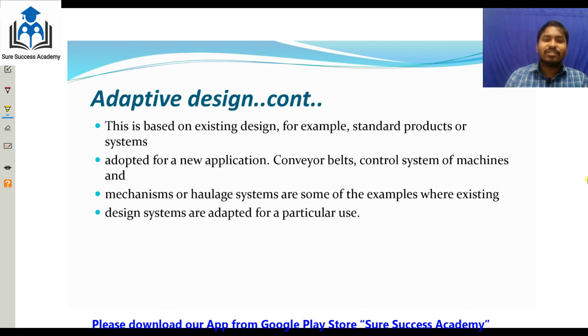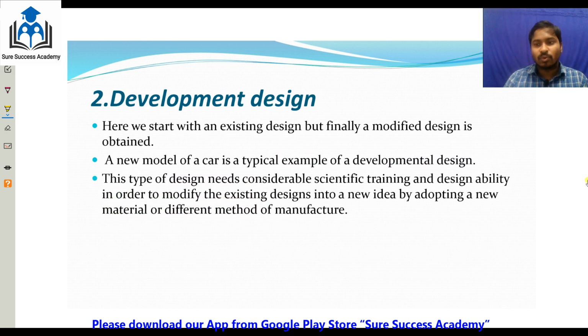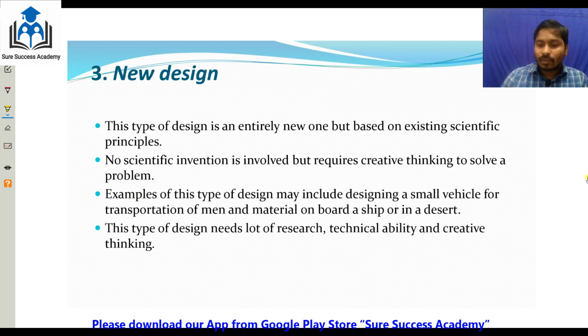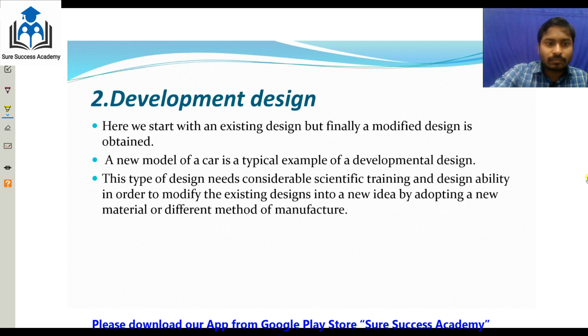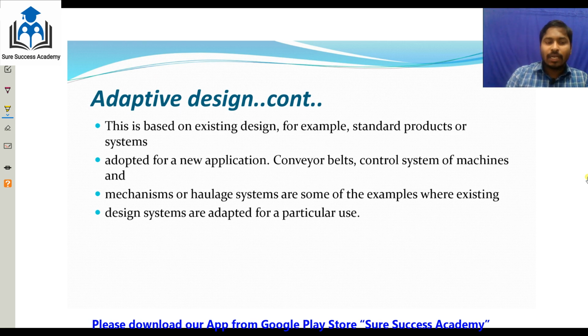This is based on existing designs. Some examples are the standard product of the system for a new application, the conveyor belt, the control system of a machine, and the mechanisms of some existing design adapted to particular uses only, such as the belt design for conveyors. Adaptive design is based on existing designs, meaning the design exists and you just make a minor alteration or modification.